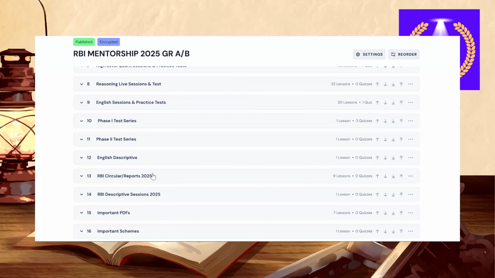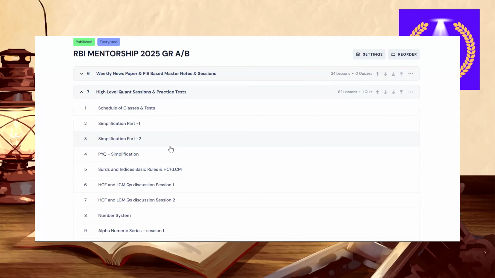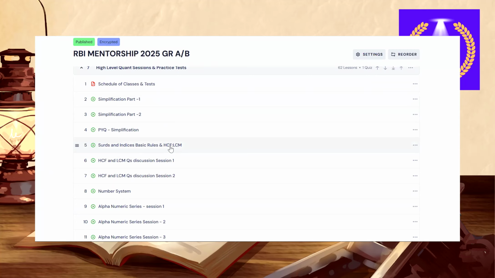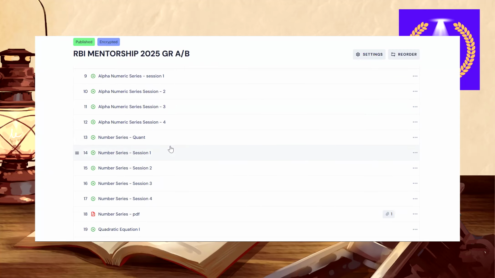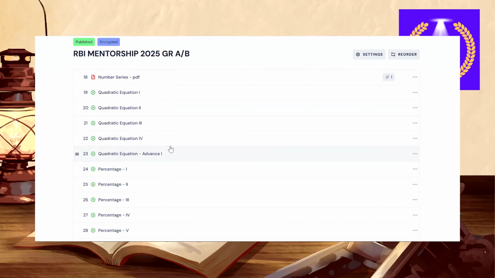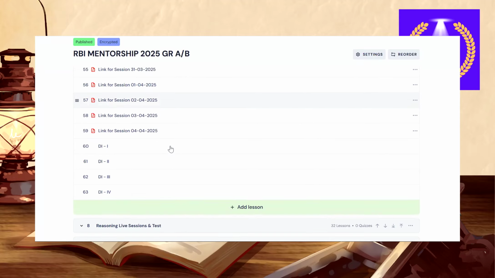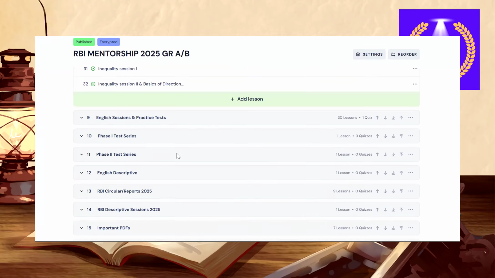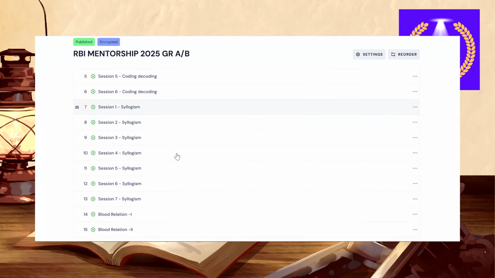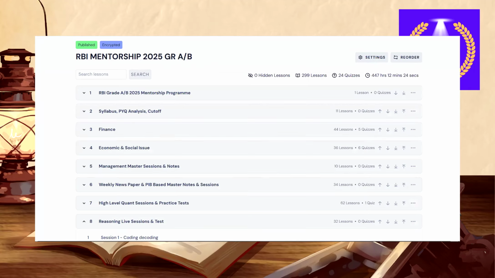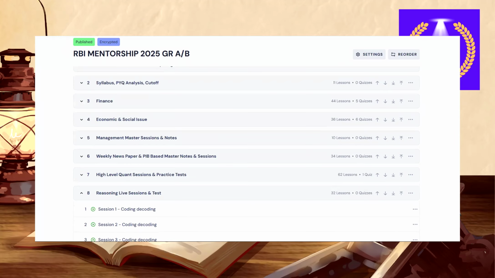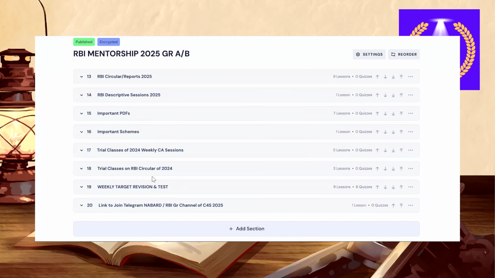Then quant, reasoning, and English also, from the very basic level till the advanced level, were being covered. The important topics relevant for your RBI examinations were covered from a basic to the advanced level. Reasoning also was covered in that way, and English also. Now, coming to the next part that we used to provide, and obviously the test series: the different tests for phase 1 and phase 2.